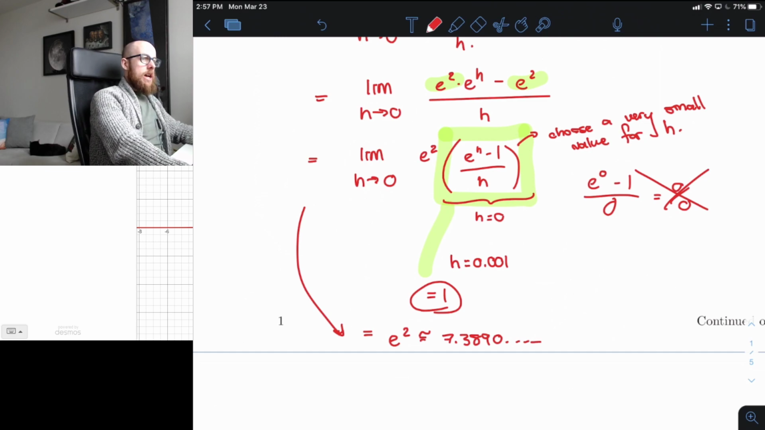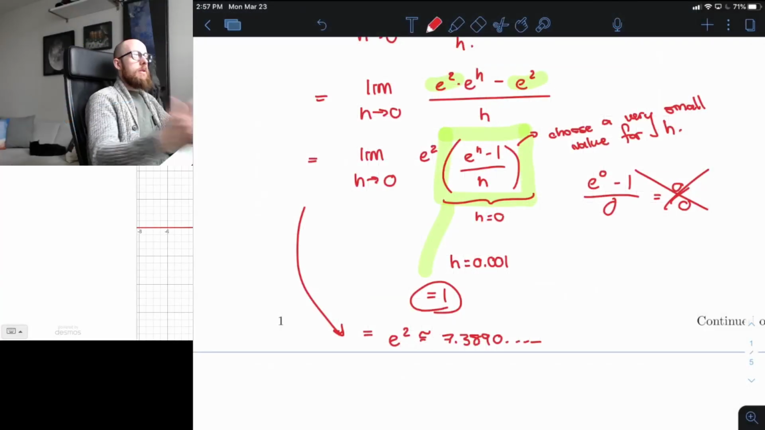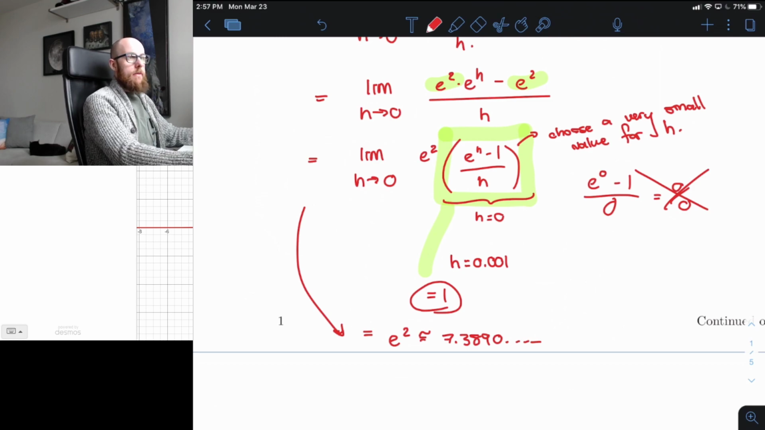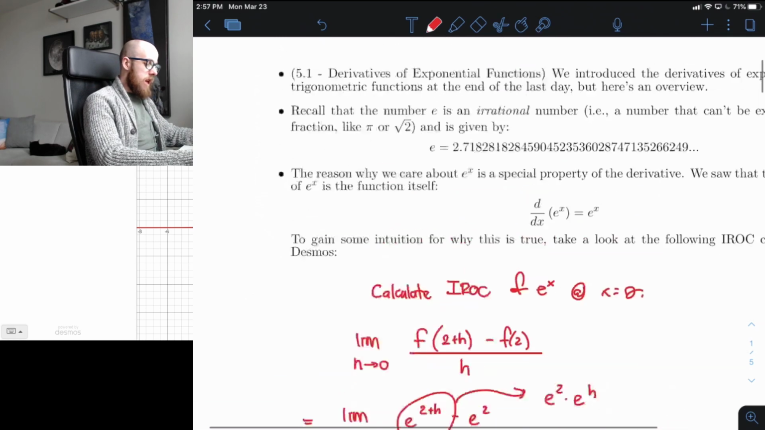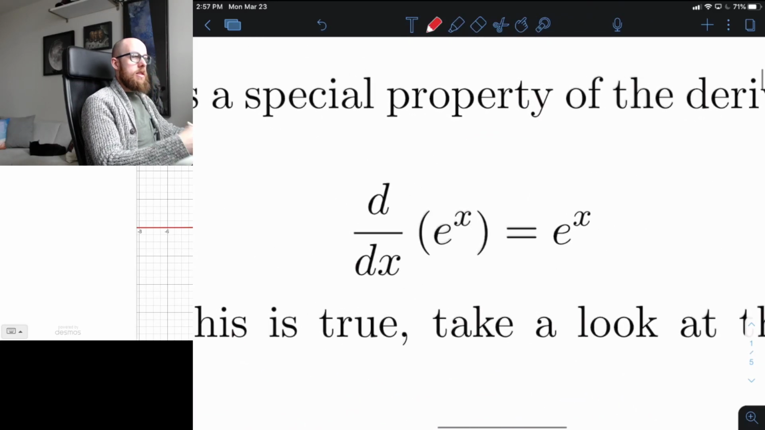So now let's see if that actually worked out, right? So if we go back to our Desmos graph and we go to x equals 2, we find a value of 7.389, right? So we nailed it right on, okay? So this example just shows that the derivative of e to the x is just the y value of whatever x value we have for e to the x, okay? So this difference quotient example just sort of proves the fact that the derivative of e to the x is e to the x, right?